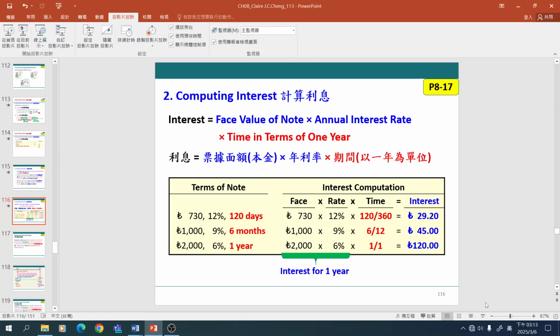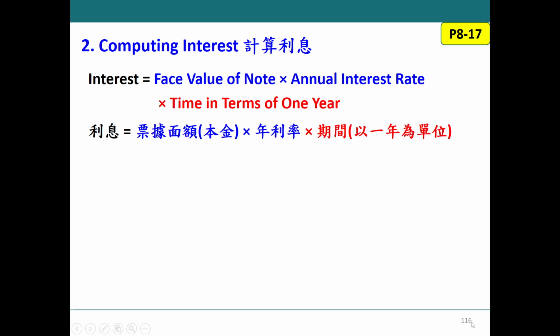Okay, so since we understand how to compute maturity date, now how to compute our interest. On your slide 116, how to get interest? Remember that? How? Principal times annual interest rate times the period. So what does it mean, the period? How long you borrow the money, okay?